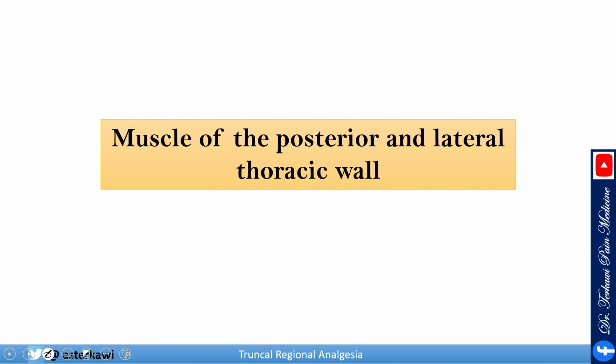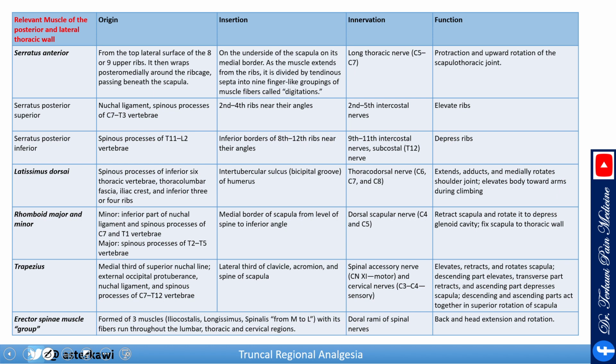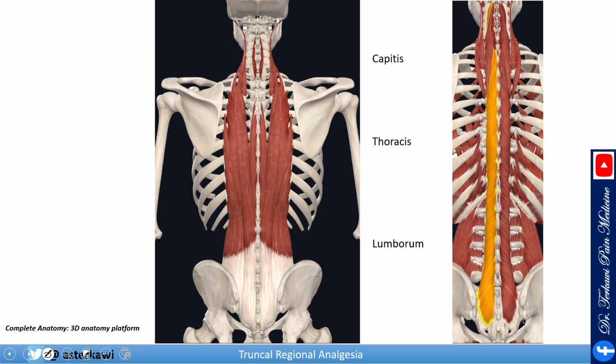Now let's talk about the posterior and lateral thoracic wall muscles. Again, this is a summary table. It's a busy table, but I will dissect this table. This is for you if you need to save it. So this time I will build these layers from deep to superficial. So let's get started. Here on the right side, the first muscle we have is the multifidus muscle.